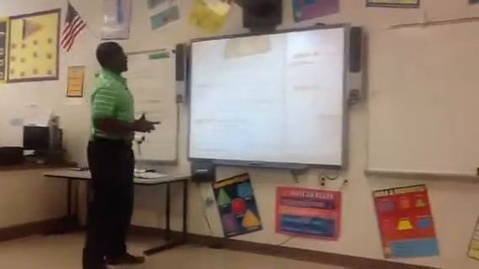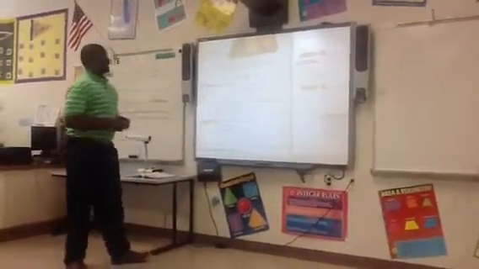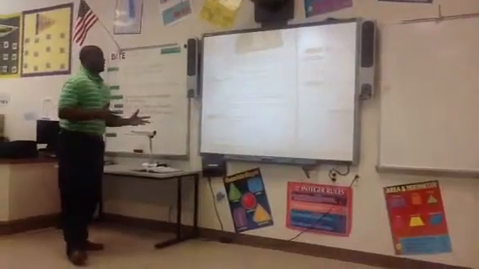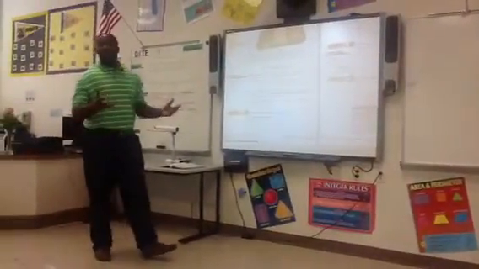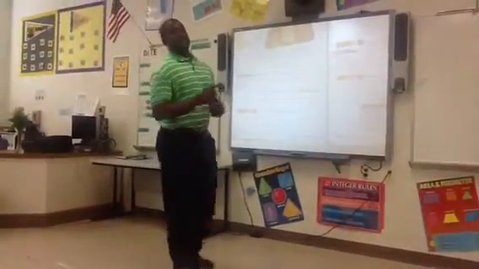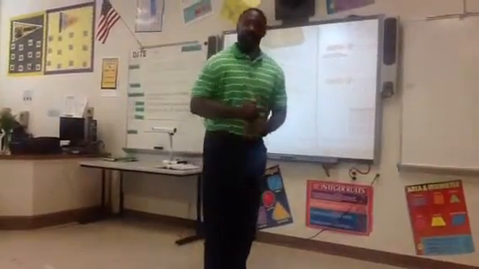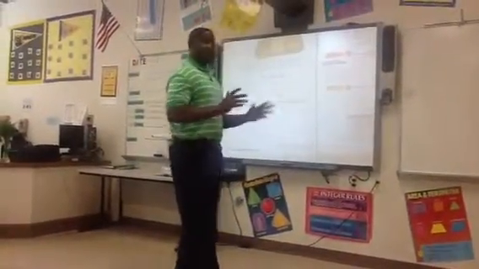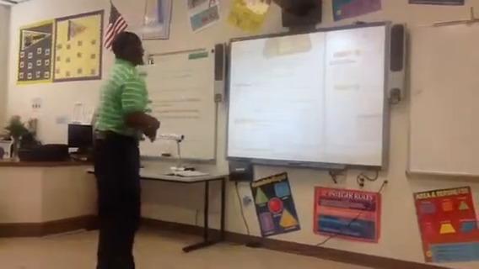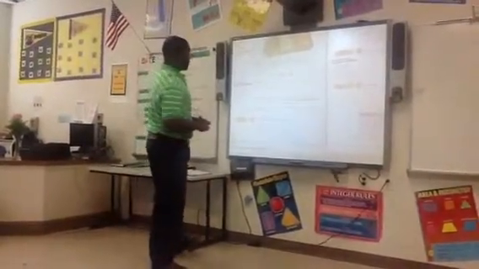The first vocabulary term is a term, and it says that's an expression that's separated by plus or minus signs. Basically, that's all they're doing. Every term is separated by either a plus or minus sign, not by multiplication or division. So we've got to make sure we understand the difference between the two. The second thing we have is like terms, which I'm going to focus on first.